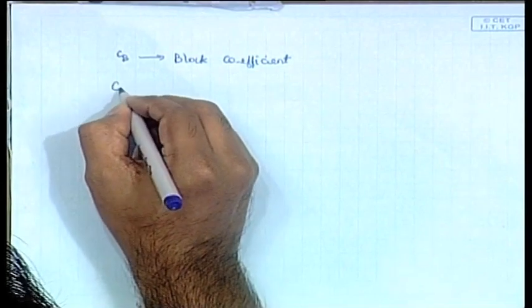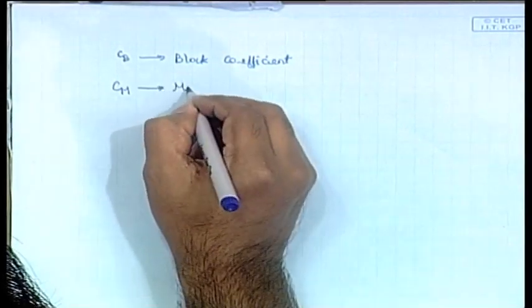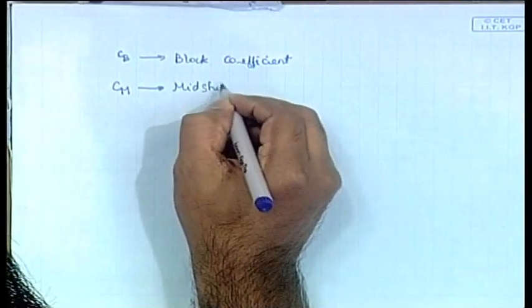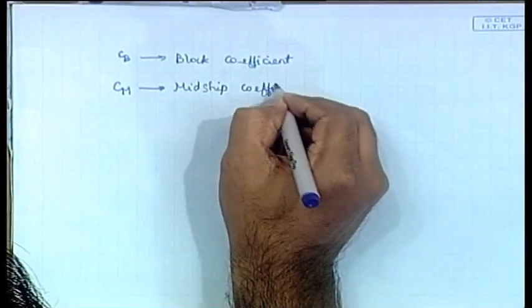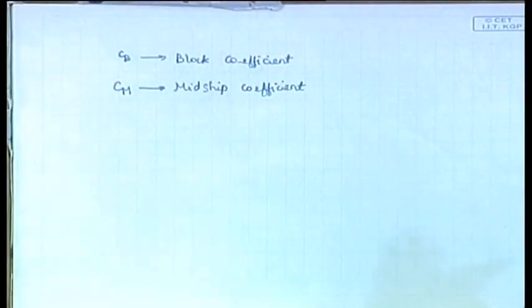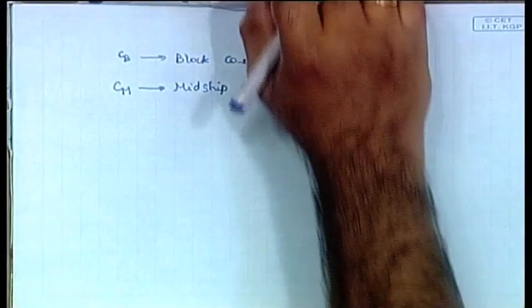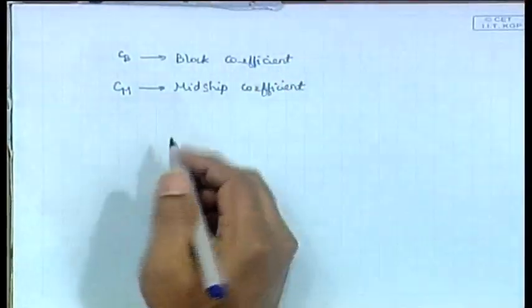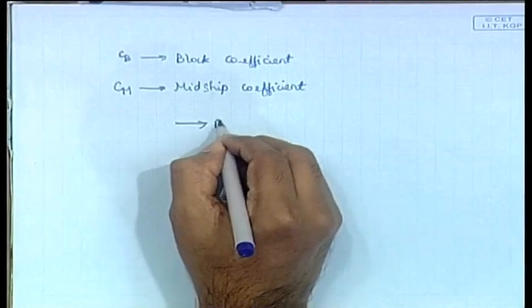Then there is Cm, the midship coefficient. Even if you do not remember the rest of it, it is very important that you remember at least the block coefficient, what that expression is, and you might have to remember some value, but remember what a block coefficient is. The others are also important. The next one is midship coefficient, and there is something called prismatic coefficient.